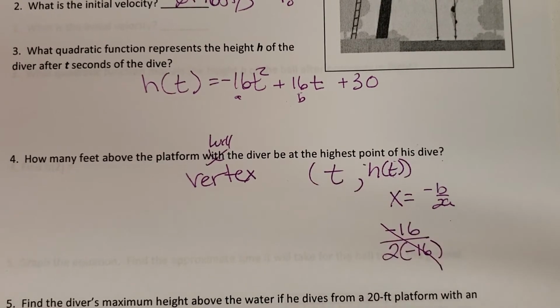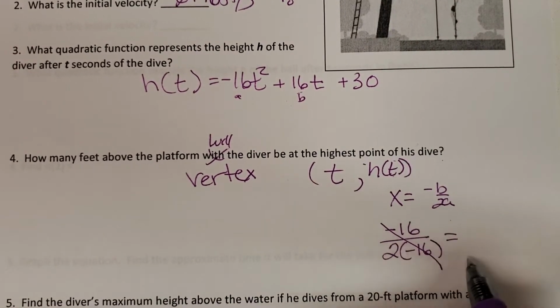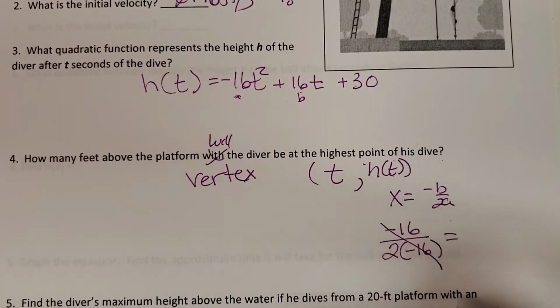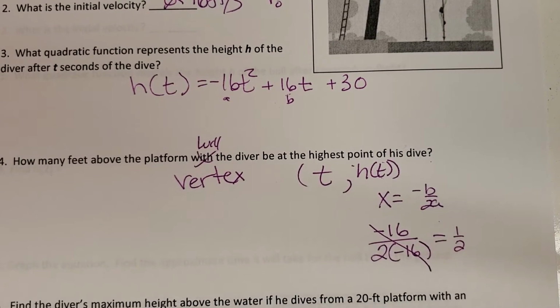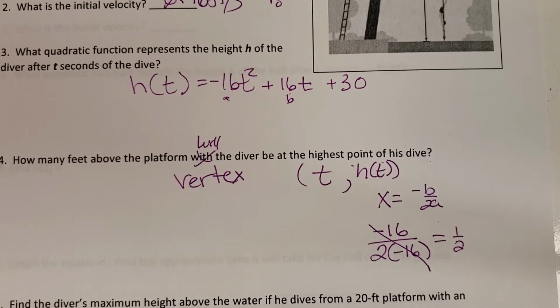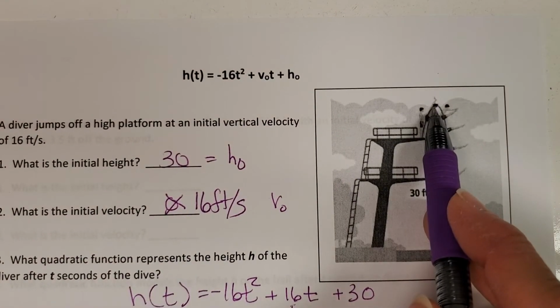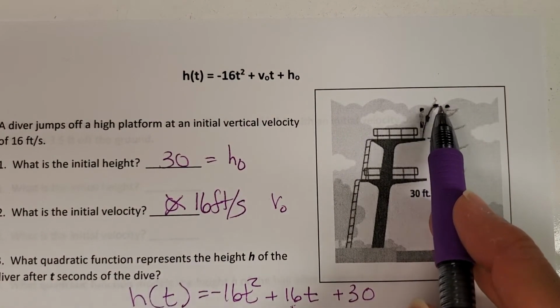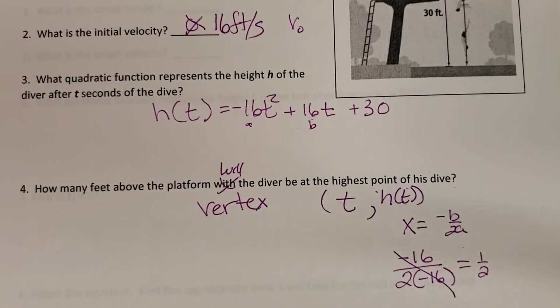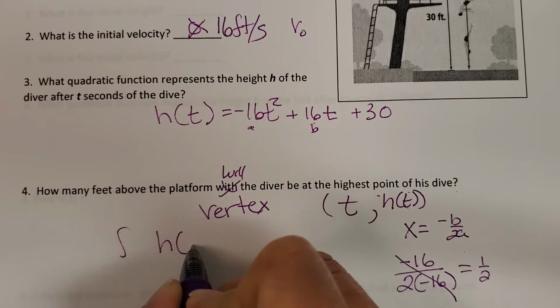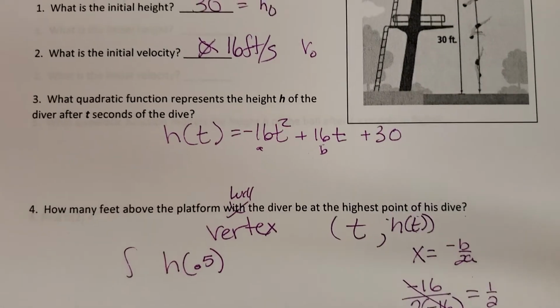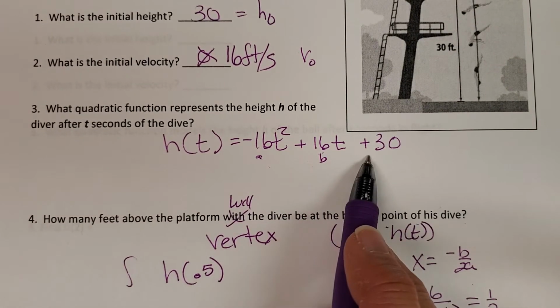Right? Well, that cancels. If you don't like that, you could have multiplied it out. Negative 16 divided by negative 32 is 0.5 or a half. Either one. So we know that it took a half a second for the diver to reach the highest point. But we want to know what the highest point is. So we're going to find h of 0.5. We're going to plug 0.5 back into that calculation right there.